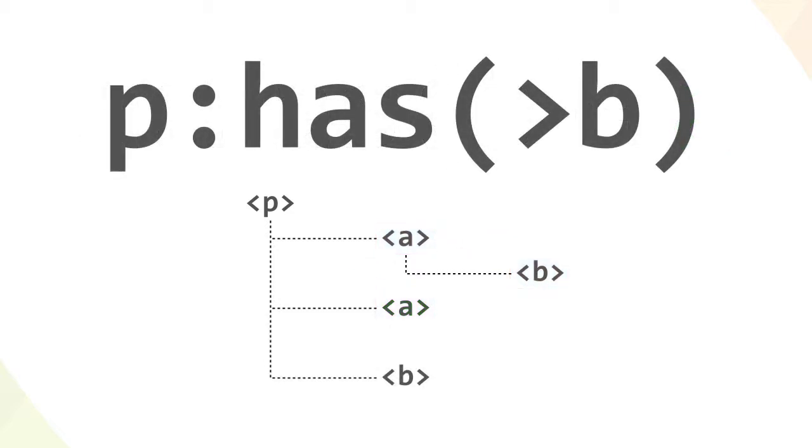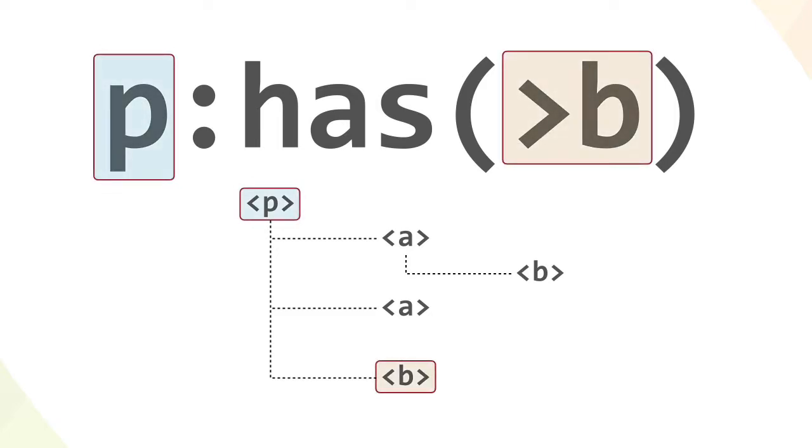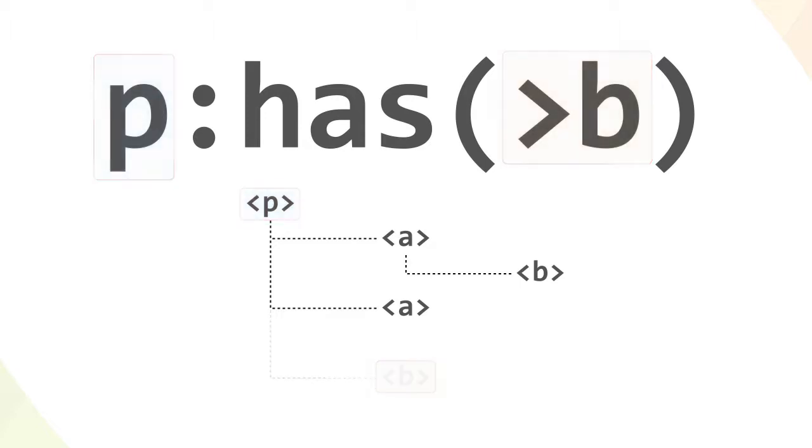Even more exciting is that :has() allows not just parent-child selection, but ancestor-descendant selection to any level. In this scenario, the paragraph is only styled because it has a B element as a child. If that child B element is removed, the selector no longer matches because it calls for an exact parent-child relationship between the paragraph and the B element.